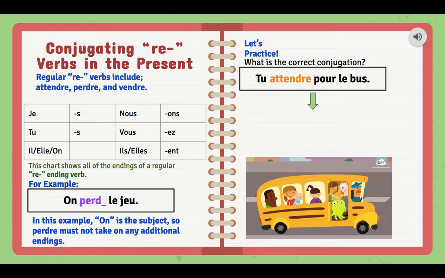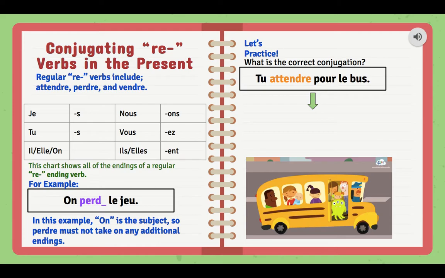If the subject is nous, the verb should end with ons. If the subject is vous, the verb should end with ez. And if the subject is ils or elles, the verb should end with ent. This chart shows all of the endings of a regular RE ending verb.